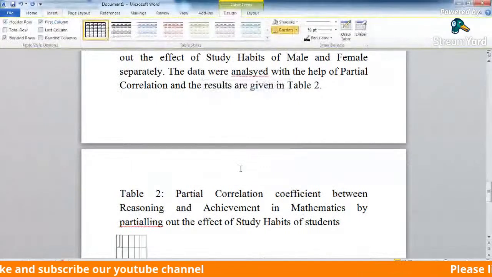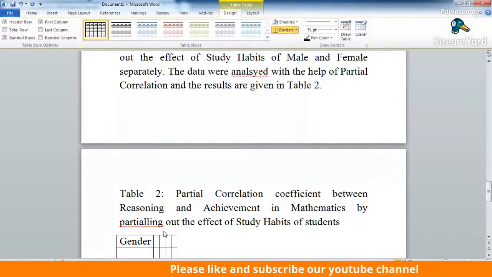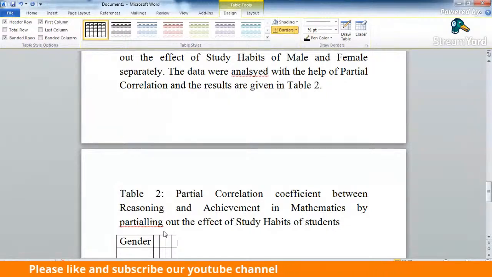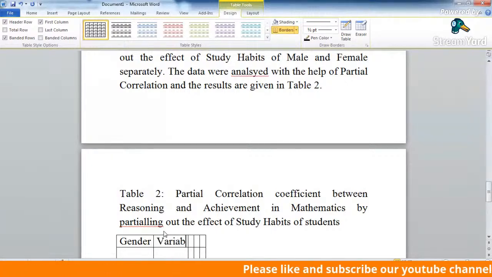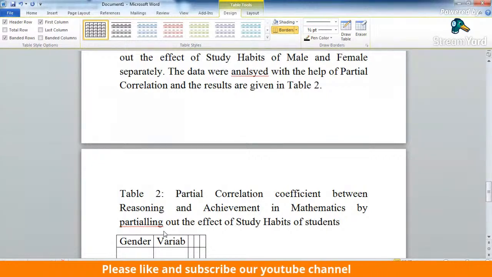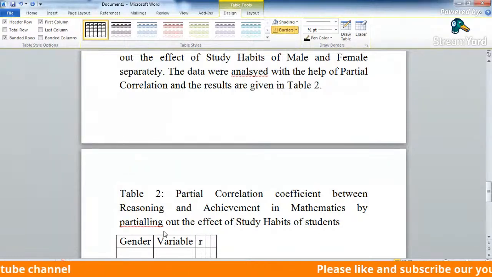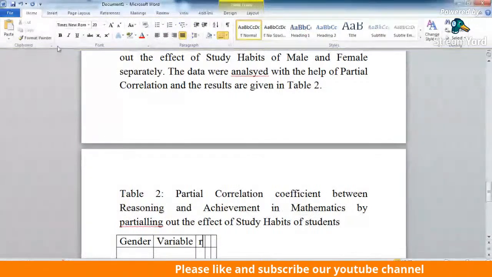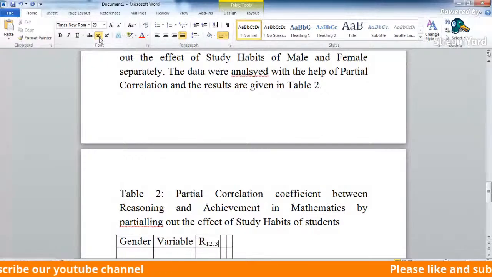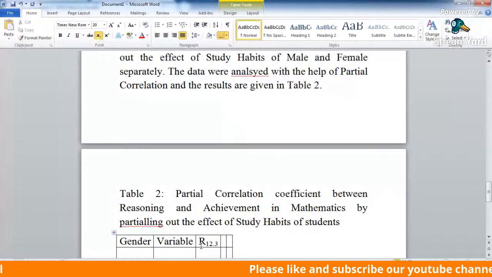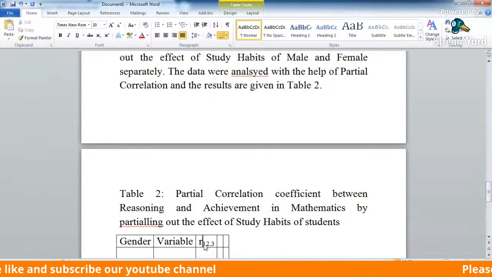Okay, now here first I say gender. Okay, because I have say and then variable. And then here is the correlation, and this correlation will be between variable 1, 2, 3. And now this I have to change. So every time when you do, you have to be careful.